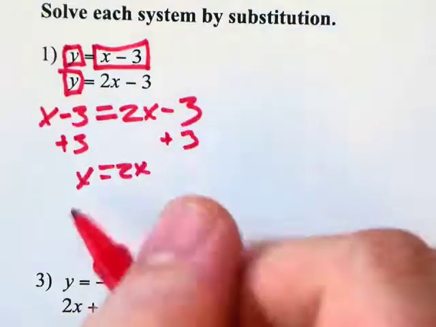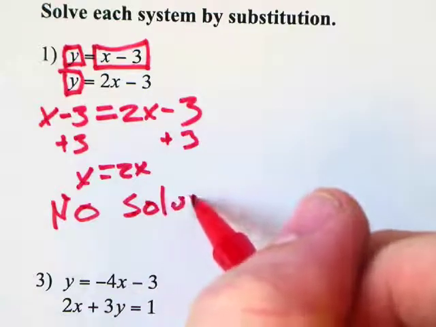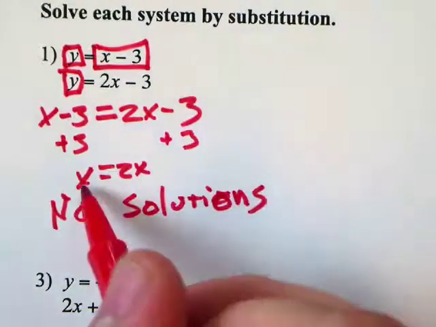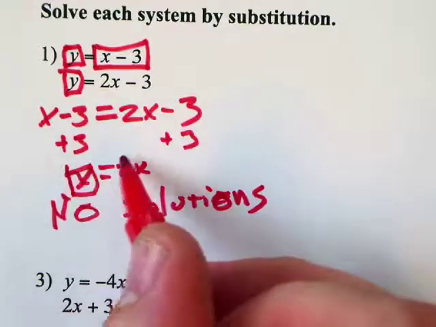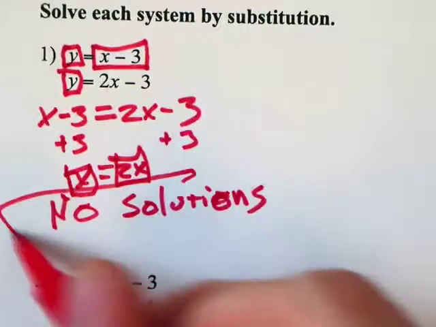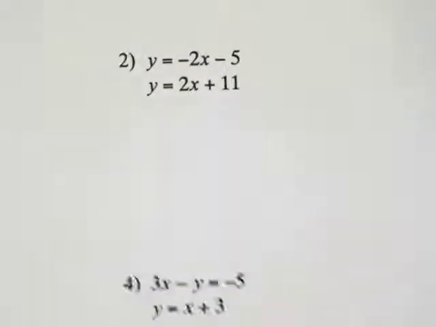Okay, so there's no solutions. And how do I know that? Well, I can just say, all right, if I have 5, is that the same thing as 2 times 5? The answer is no. So there's no solutions on that first one. Okay, let's move over to number 2.